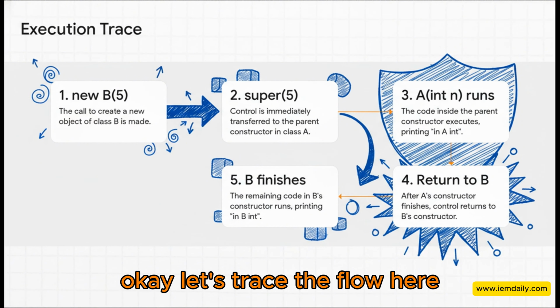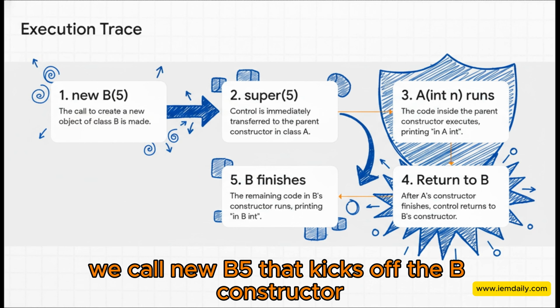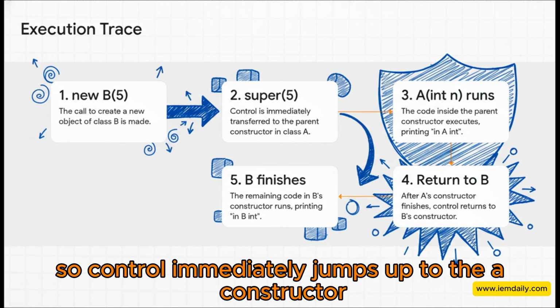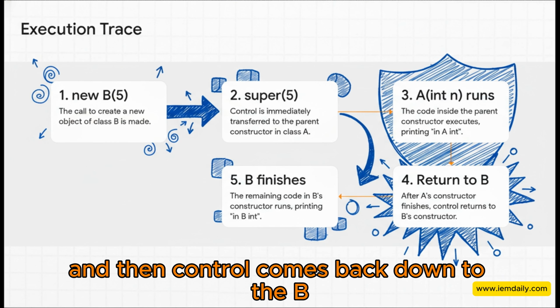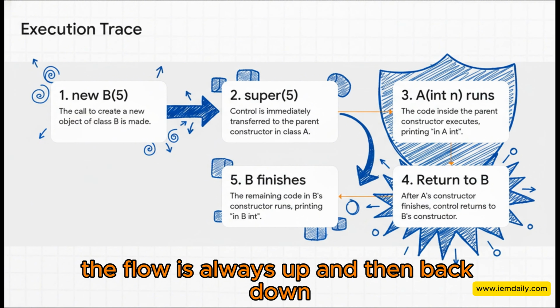Okay, let's trace the flow here. It's super important. First, we call new B(5). That kicks off the B constructor. Its very first instruction is super(5). So control immediately jumps up to the A constructor. A does its thing, prints its message, and then control comes back down to the B constructor to finish its job. The flow is always up and then back down.